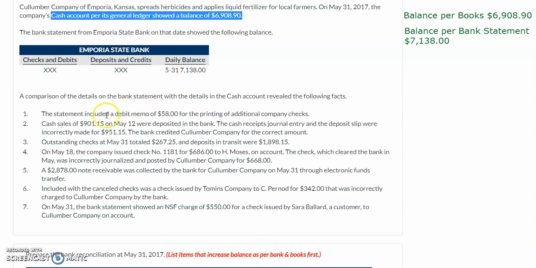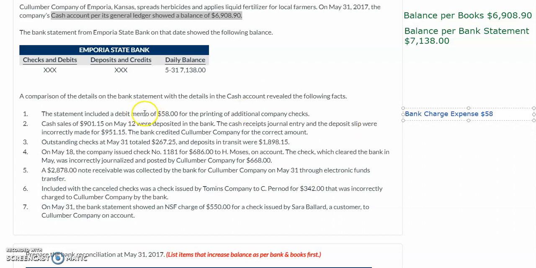So our first example right here, the statement included a debit memo of $58 for the printing of additional company checks. So this is going to be referred to as a bank charge expense. So the bank is charging us, Cullenber Company, $58 for printing the checks. And that's going to be $58.